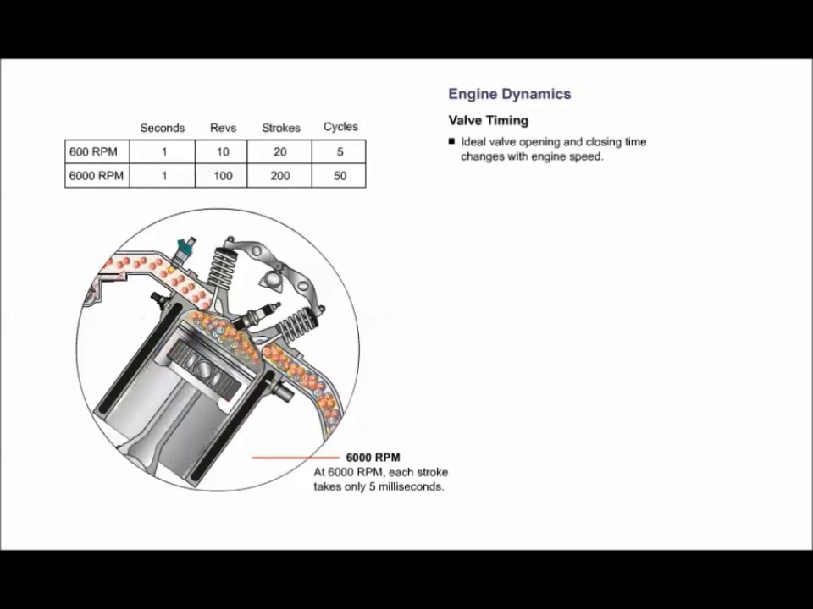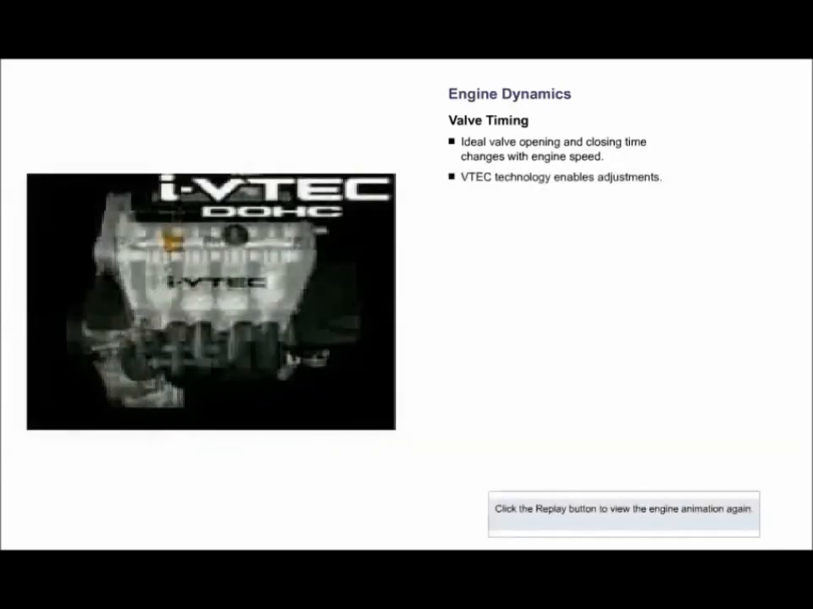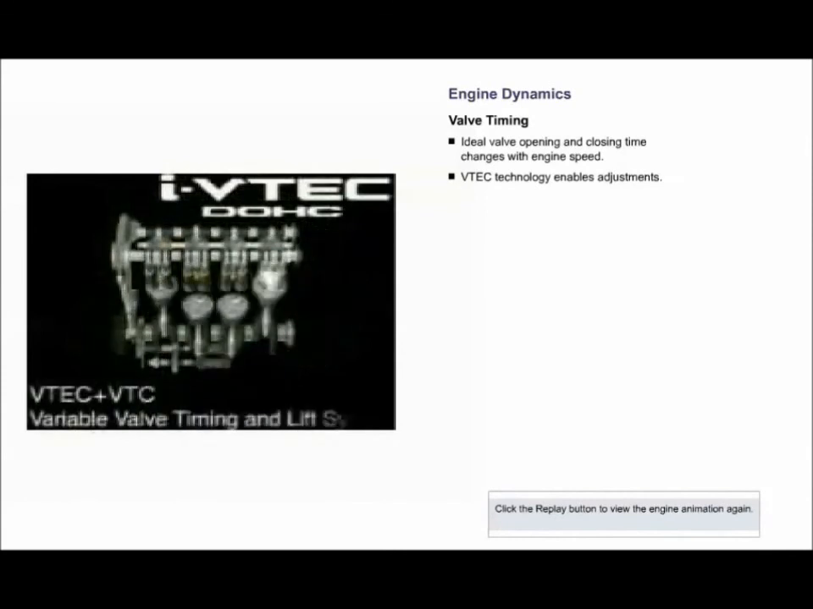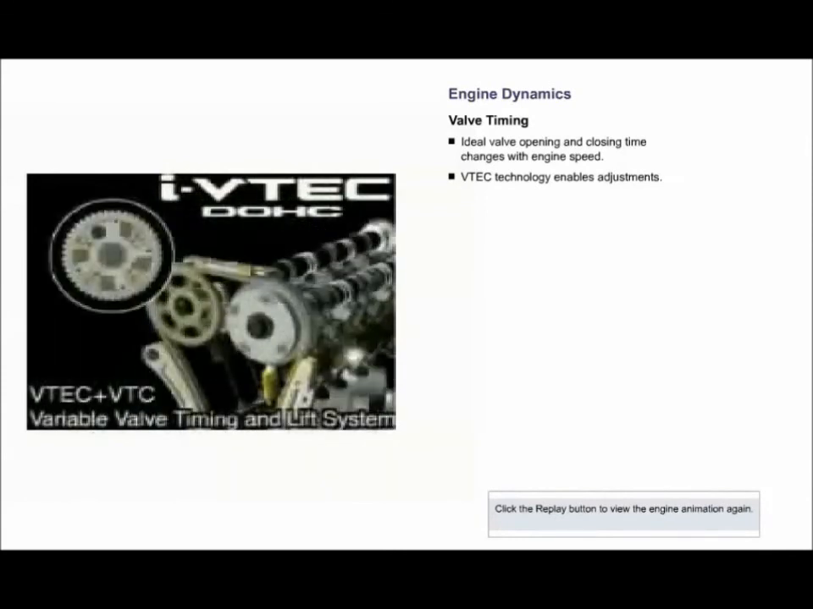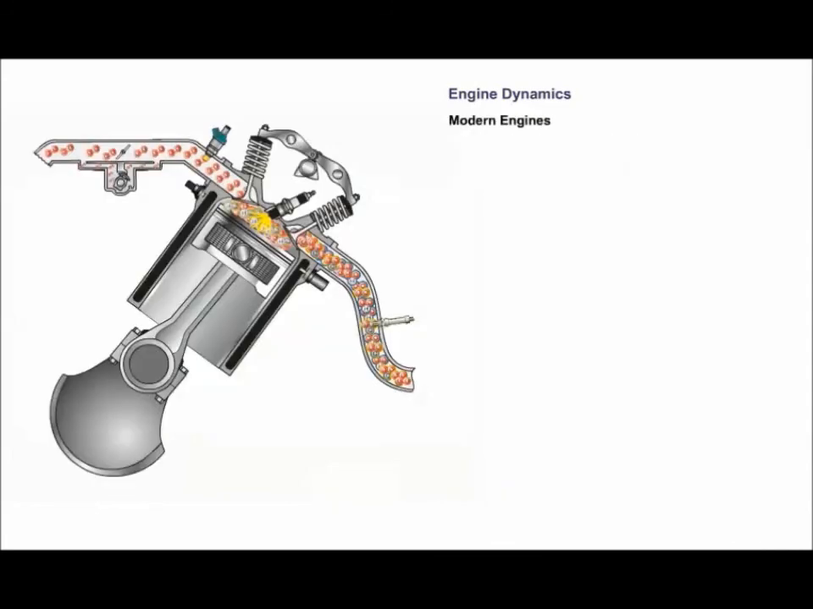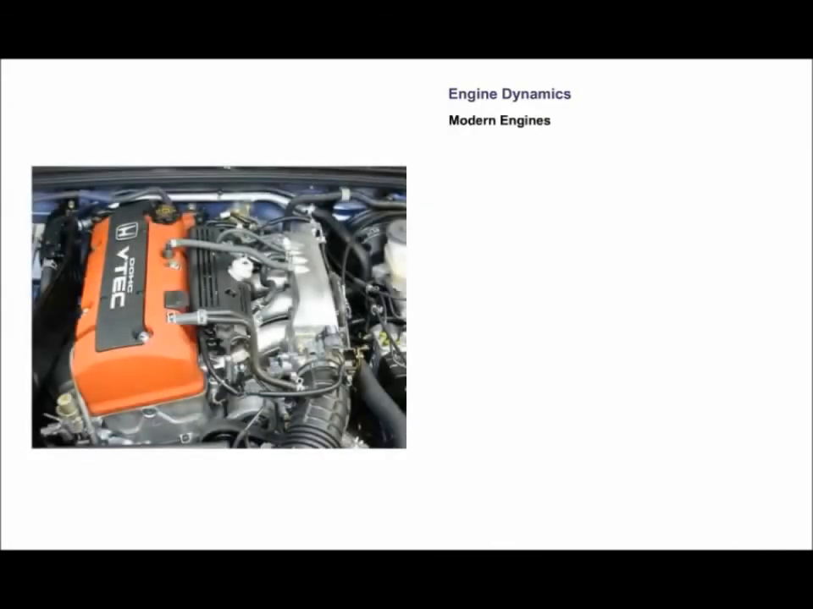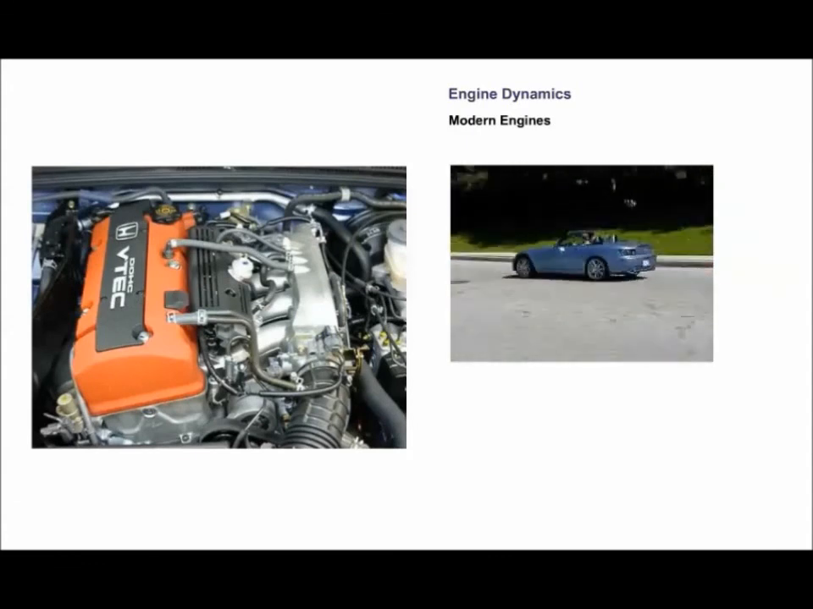In order to make these events happen when they should, we need to alter valve opening and closing times from basic values. Honda's VTEC system optimizes low and high-speed operation by changing how long a valve is open, while the iVTEC system additionally varies when the valve opens and closes. These dynamics are used on the high-revving, high-performance engines you work on today.